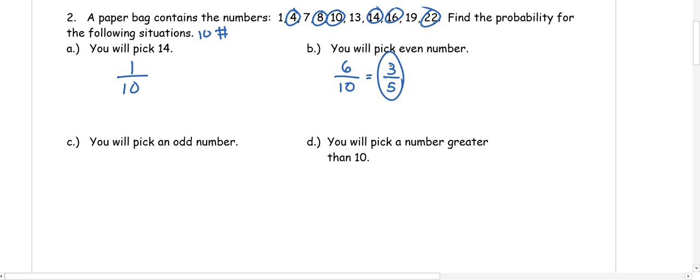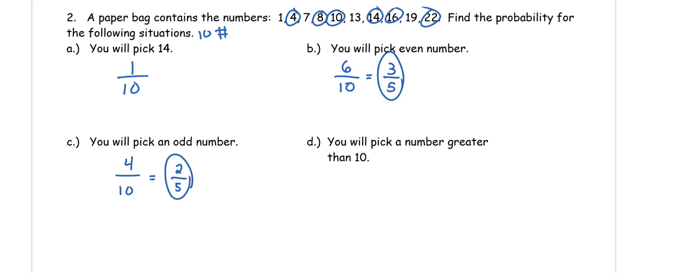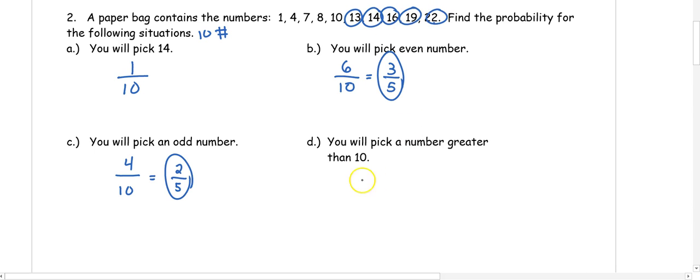What's the probability you will pick an odd number? Well, the odd numbers are the ones not circled. So to pick an odd number, there's 4 odd numbers out of a total 10. Again, both of these numbers are divisible by 2, so our probability is 2/5. What's the probability you will pick a number greater than 10? So greater than 10, we have 1, 2, 3, 4, 5 chances out of the total 10. Both of these numbers are divisible by 5, so our probability is 1/2.